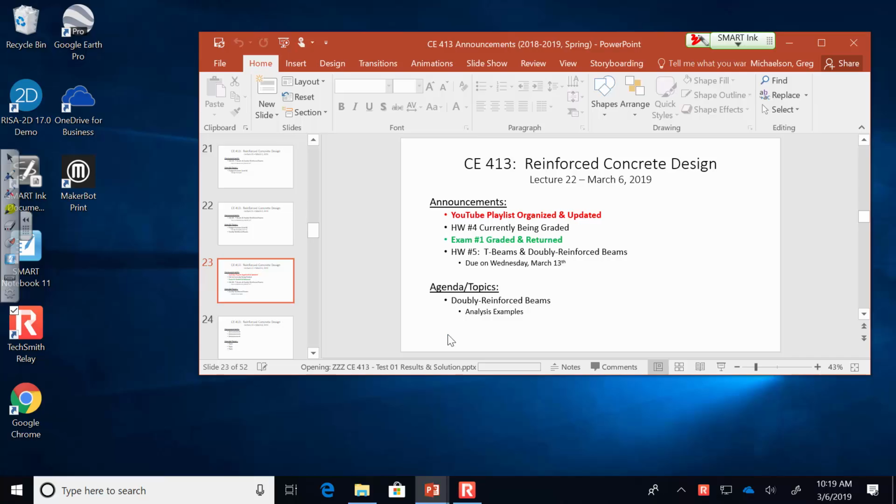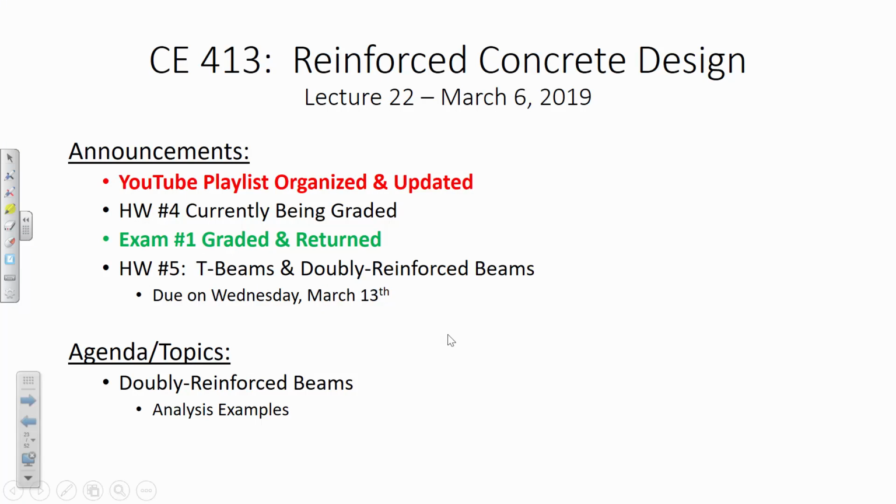Okay. So just so everybody's aware, homework 4 is still being graded. I expect to get that back pretty soon. I haven't really been in a super hurry to get that one graded because that was covered on the exam. You all had the solution, so as long as you get your grade at some point, you're good. T-beams and doubly reinforced beams is due next Wednesday.